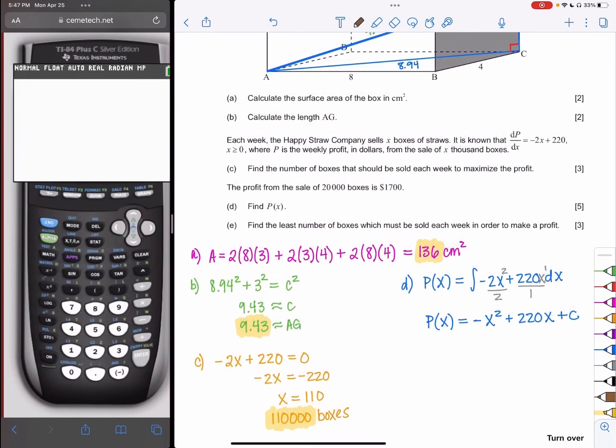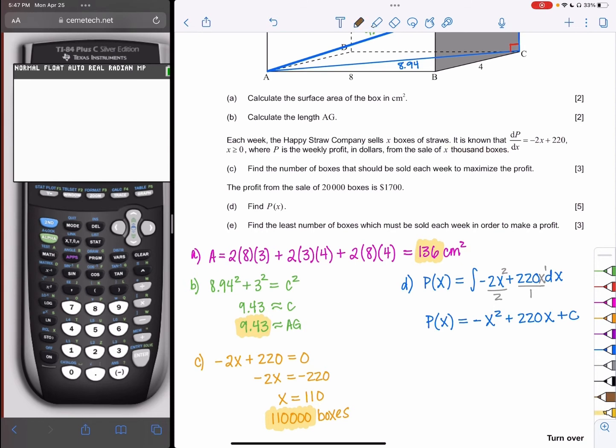All right. So now that we have the integral, or the antiderivative, of our dp dx, or our derivative of p with respect to x, and now that we have our profit equation, we can still see that we are missing our constant of integration here, so we need to find that. Well, remember, it says that the profit from the sale of 20,000 boxes is $1,700. We have to keep in mind that x represents the thousands of boxes.